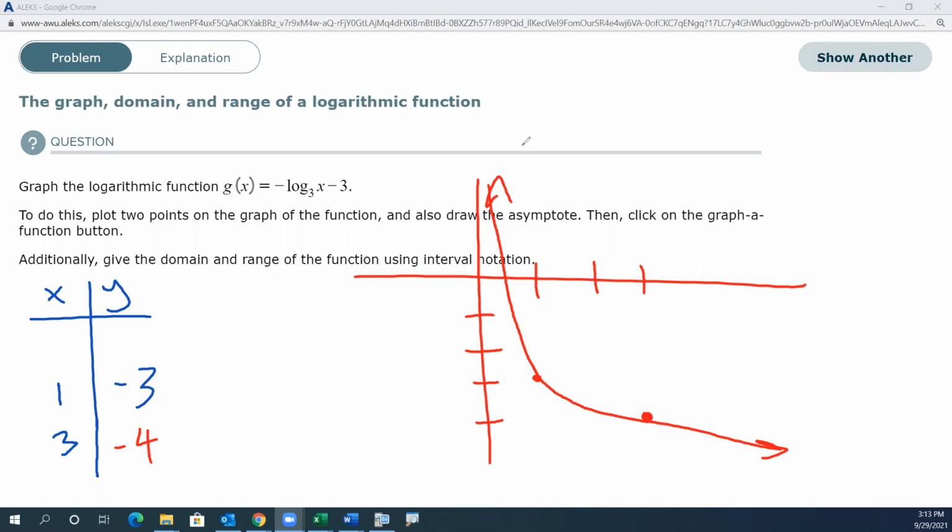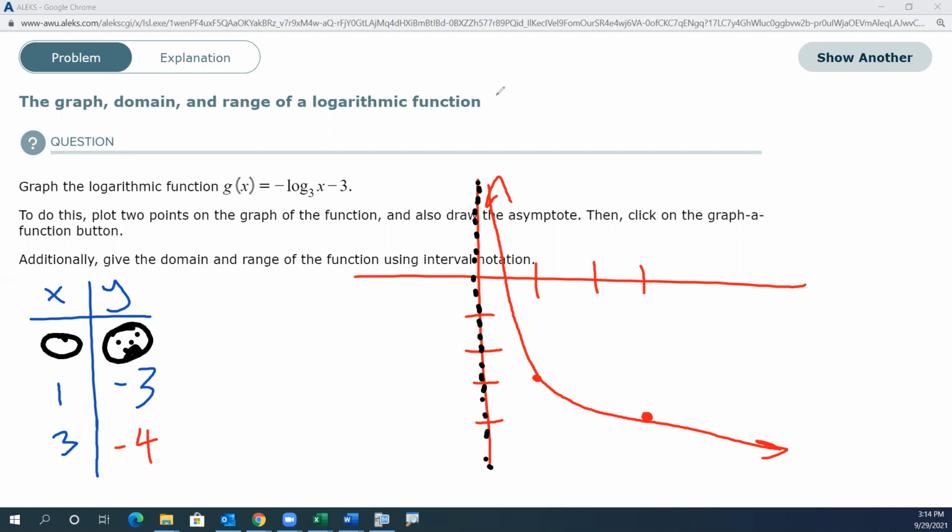Okay, and then it says, don't forget to do your asymptote. Now, the basic log function has an asymptote of the y-axis, the line x equals 0. Okay, it can't go there. That's why when I plugged in x equals 0, I was like, uh-oh, that ain't gonna work. Okay. That's supposed to be a sad face. I was going happy. Whoops.